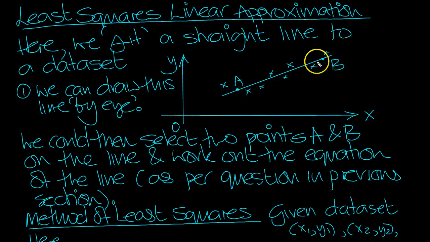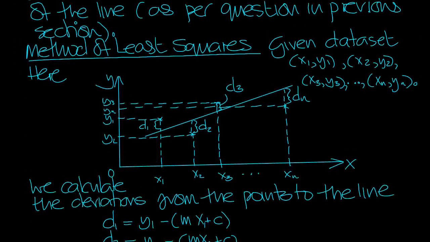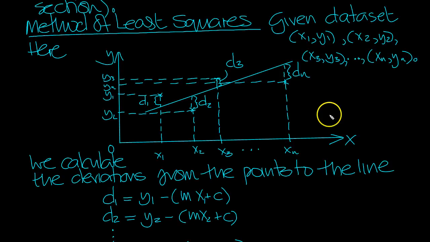line by eye, fitting through the points, we could then choose a point A on the line and a point B, and we could find out the gradient, couldn't we, of that line between those 2 points, and we could work out the intercept here, or we could use the line going through these 2 points and we could get the actual equation of the line. And we did that in the previous question, didn't we, fitting a line to 2 points on the line. So we've done that before, but here this is the method of least squares.